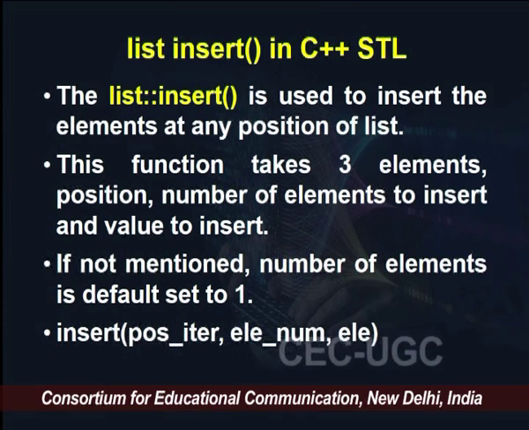The proper syntax is going to be insert. Obviously this is a function belonging to the list class. Then we have the position of the iterator where you want to insert, then the number of elements you want to insert, and the value of those elements. So these are the three parameters taken by this insertion function: the position in the container where the new elements will be inserted; the number of elements to be inserted, which by default, if not given, is taken as 1, and each element is initialized to a copy of the value; and the final argument is the value to be copied at that position. As far as the return value of this function is concerned, this function returns an iterator.